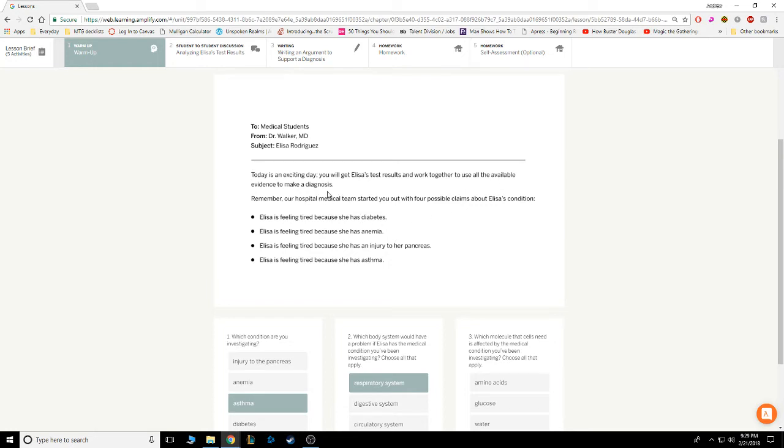Remember, the evidence we've gathered so far involves models, our simulation, and some of our article reading. Using those three pieces, we're going to get started looking at the 4 things that the hospital medical team gave us as ELISA's possible condition. These are the 4 things you started by reading about, and they're the 4 options that ELISA might have. She could have diabetes, anemia, injury to her pancreas, or even asthma, as the reason she's feeling tired.